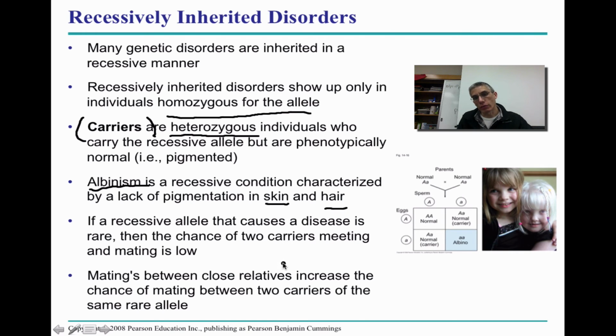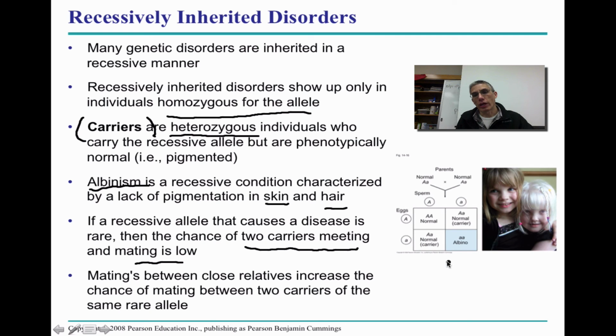If a recessive allele that causes a disease is rare, then the chance of two carriers actually meeting and mating is typically pretty low. Matings between close relatives do tend to increase the chance of mating between two carriers of the same rare alleles, simply because you have more of an opportunity, if that recessive allele is already in the family, of bringing those two individuals together.